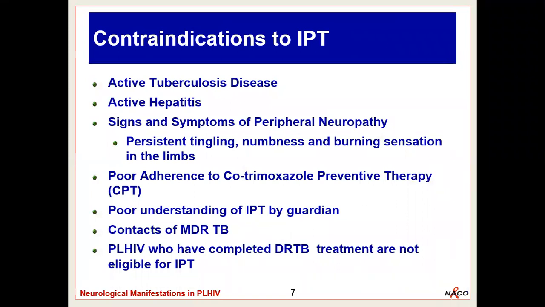So if you have active tuberculosis disease, you should not start. And then for the concomitant reactions or the toxicities, if active hepatitis is there, you should not start. If there are signs and symptoms of peripheral neuropathy, you should not give, because isoniazid leads to peripheral neuropathy.